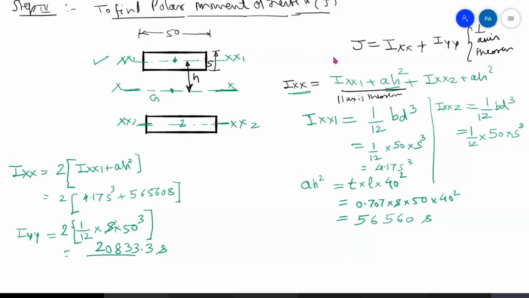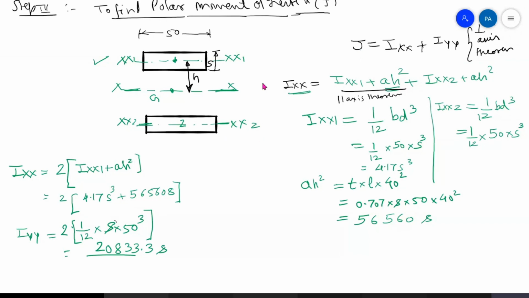Okay, what we did here, we found the value of J. What is J? J is the moment of inertia of the weld system about the x-x axis plus the moment of inertia of the weld system about the y-y axis. Okay, so it can be done. How can it be done? Ixx of this plus Iyy of this, that will give me J1, plus Ixx of this plus Iyy of this, that will give me J2, and J1 plus J2 will be equal to J. This is one way of doing it.